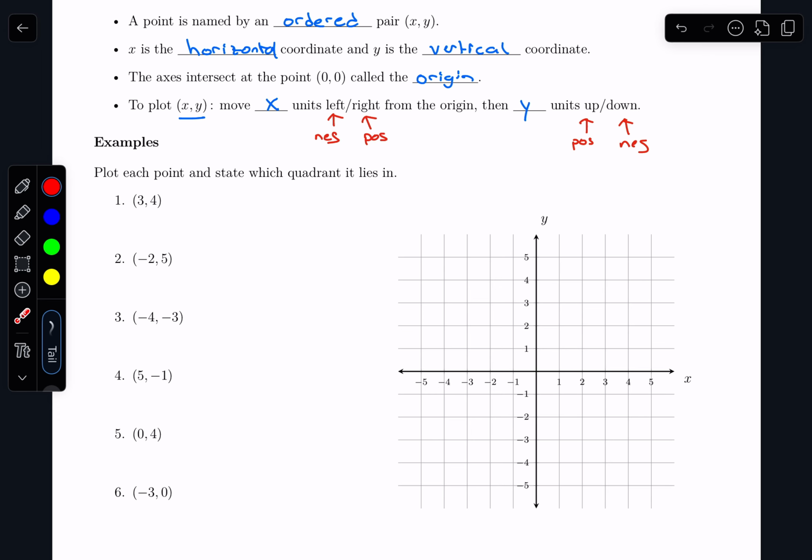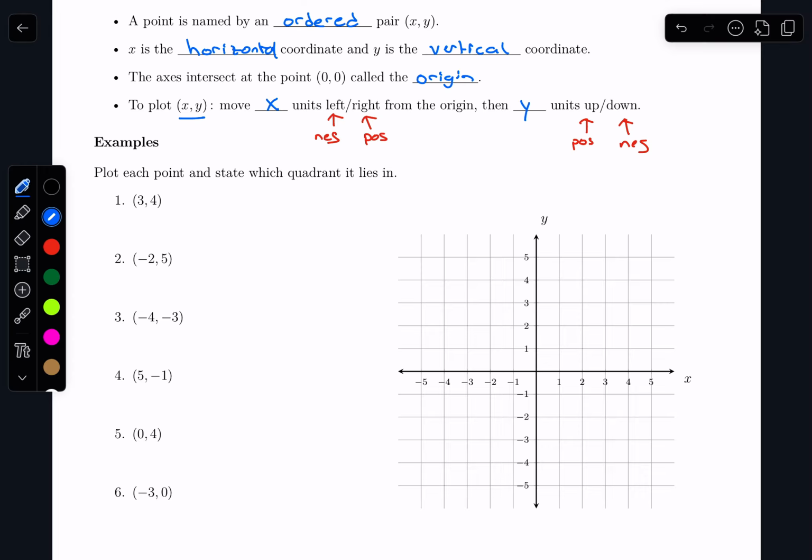If it lies directly on one of the axes, then we just state that it lies on that axis and we name the axis, either x or y. If it's the point 0, 0, then that's just the origin, so we would call it the origin. Okay, but otherwise, if it lies entirely in one quadrant, we name it with that quadrant. So first one, we have 3 comma 4.